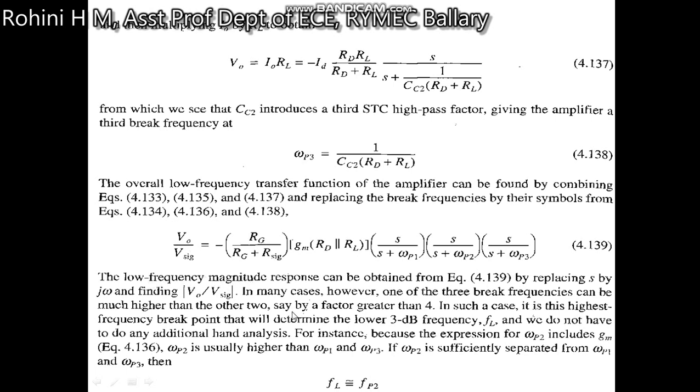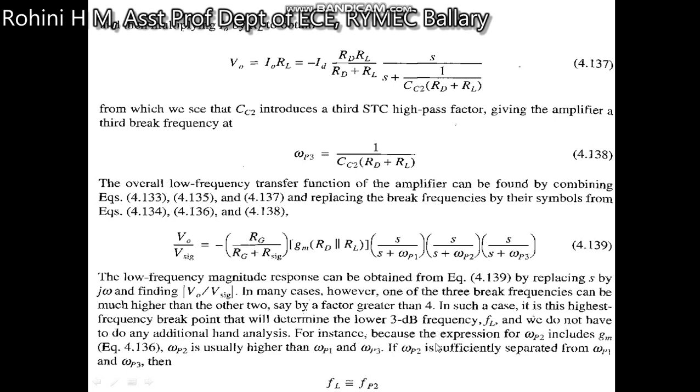Next, in many cases, however, one of the three break frequencies can be much higher than the other two. We have three break frequencies, say omega p1, omega p2 and omega p3. One of these frequencies is much higher than the other two, say by a factor greater than 4. In such a case, it is the highest frequency break point that will determine the lower 3 dB frequency f_L, and we do not have to do any additional hand analysis.